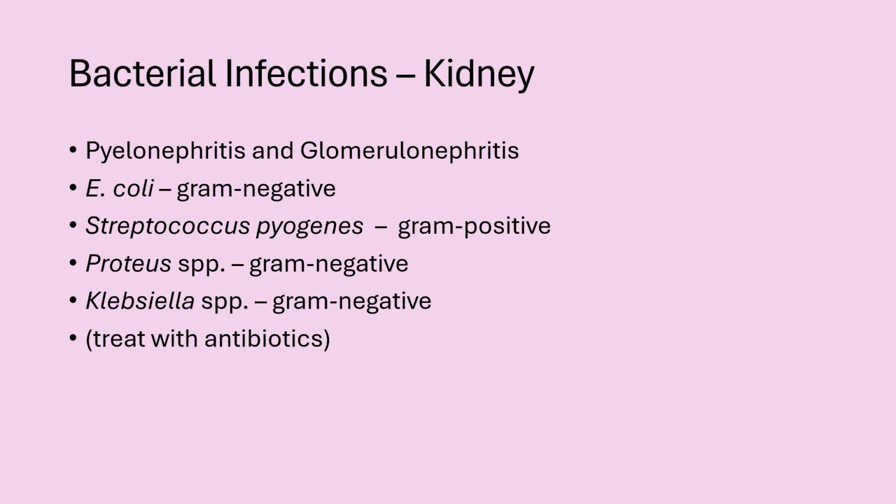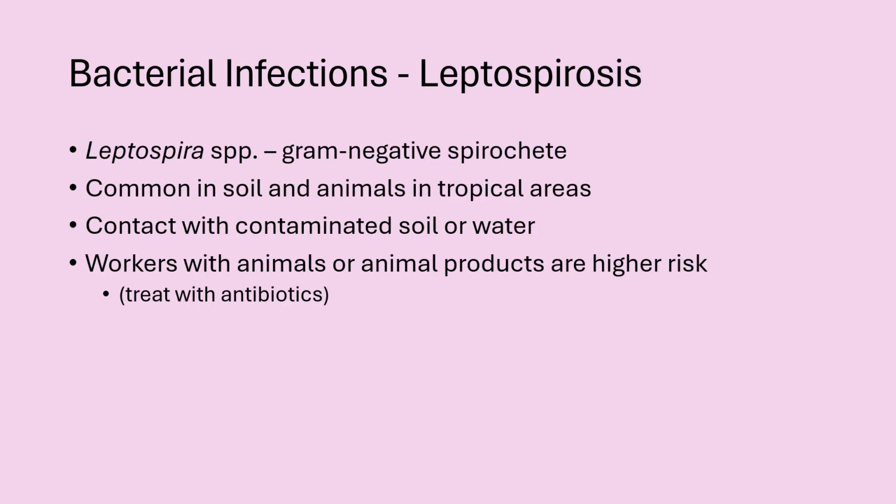With the kidney, you can have a couple different types of infections, pyelonephritis and glomerulonephritis. Both of these are involving the nephron, that functional unit. Some bacteria that can cause these types of infections are E. coli, which is gram-negative, Streptococcus pyogenes, which is gram-positive, Proteus, which is a gram-negative, and Klebsiella, which is also a gram-negative. And yes, there are antibiotics to treat all of these.